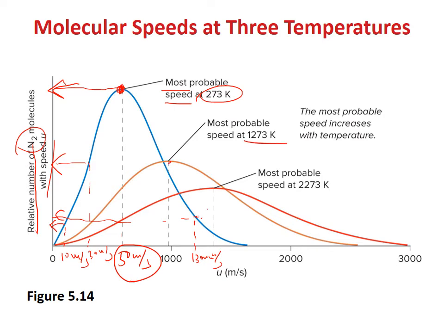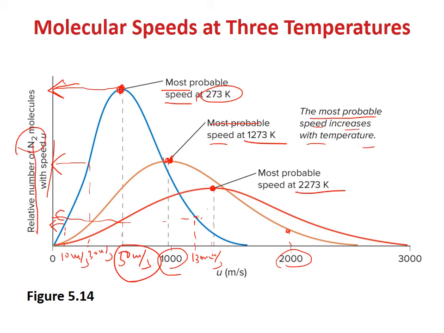When temperature is increased to 1,273 Kelvin, the most probable speed increases to 1,000 meters per second. Now, some molecules even move at 2,000 meters per second, but the percentage is small. The most probable speed is 1,000. Increase the temperature to 2,233 Kelvin, and the most probable speed becomes about 1,500 meters per second.